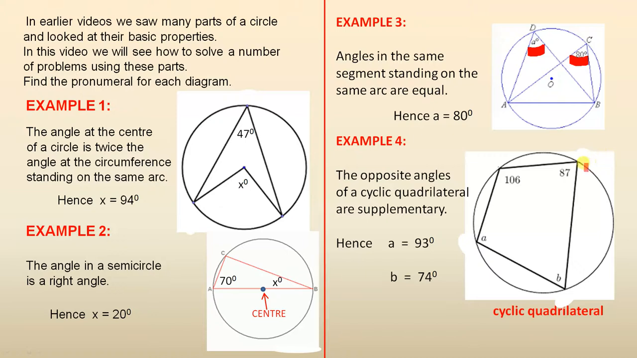Example 4. This is what we call a cyclic quadrilateral, because the 4 points, each of them is on the circumference. And the rule is the opposite angles of a cyclic quadrilateral are supplementary. That means they add up to 180 degrees. So if that's 106 there, that means B must be 74, because 106 plus 74 is 180. If that's 87, that must be 93, so A is 93, because 87 plus 93 is 180, and that is a cyclic quadrilateral.